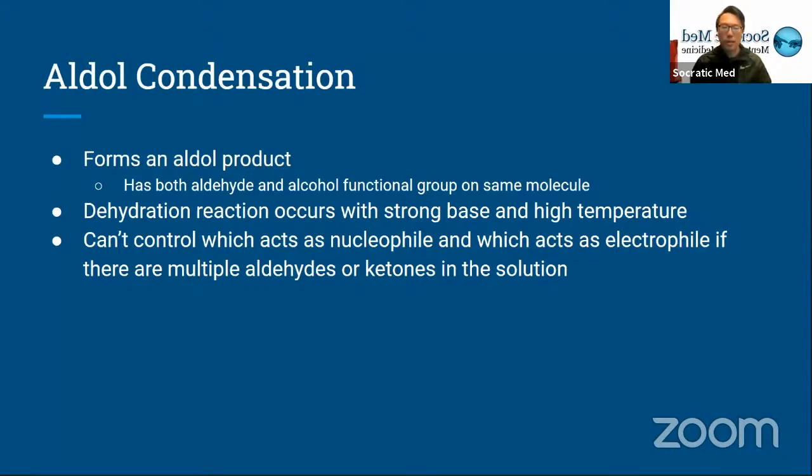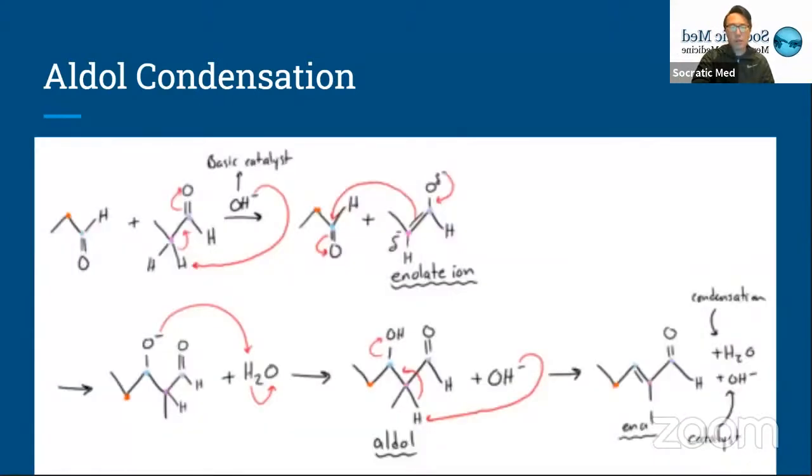But like I said, if you have just one ketone or one aldehyde in the solution, you know what that aldol product looks like. But when there are multiple ketones or aldehydes in that solution, you can't control which acts as nucleophile and which acts as electrophile to attack each other. So you may have multiple products. This is just the general mechanism for an aldol condensation.